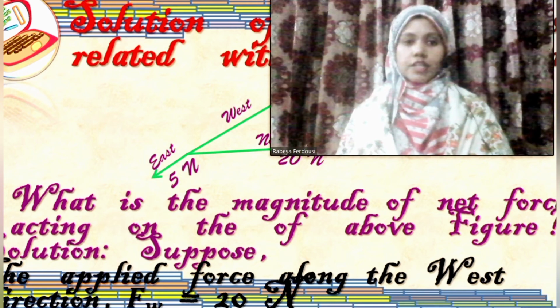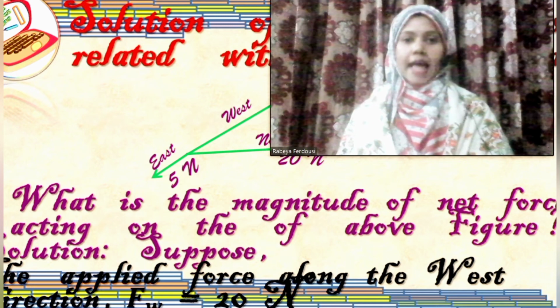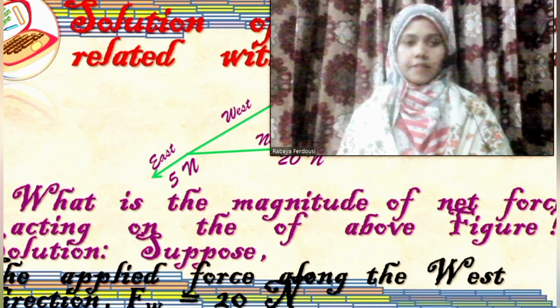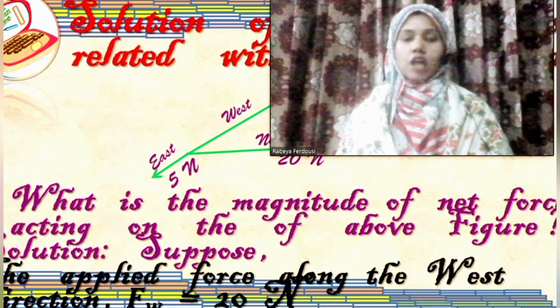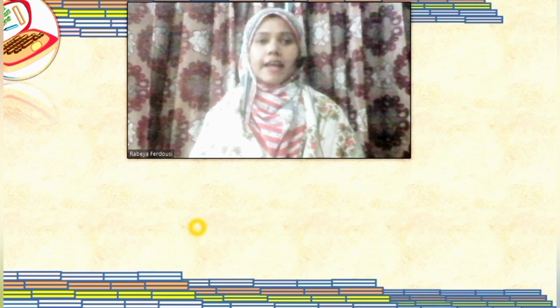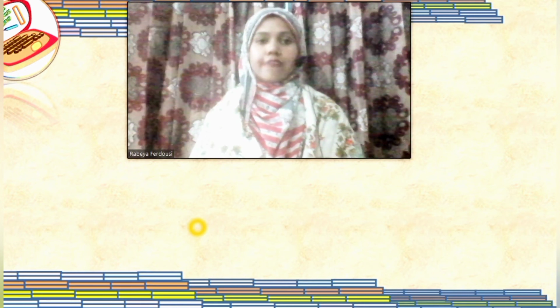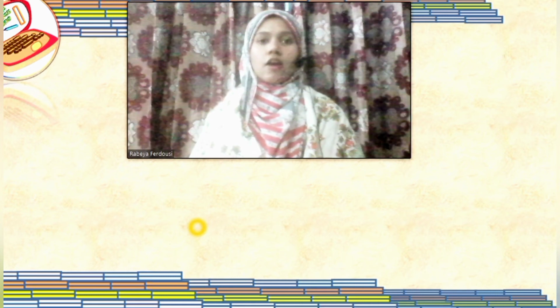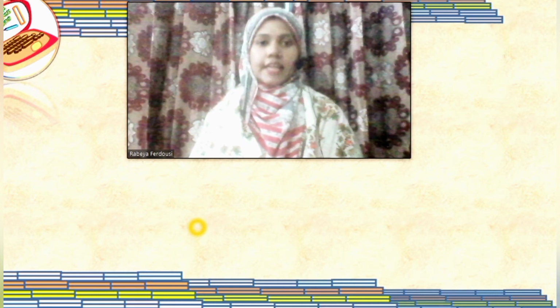Solution. Suppose the applied force along the west direction in the given figure Fw equals 20 Newton. According to the figure, the applied force along the east direction Fe equals 5 Newton. The applied force along the north direction Fn equals 20 Newton.